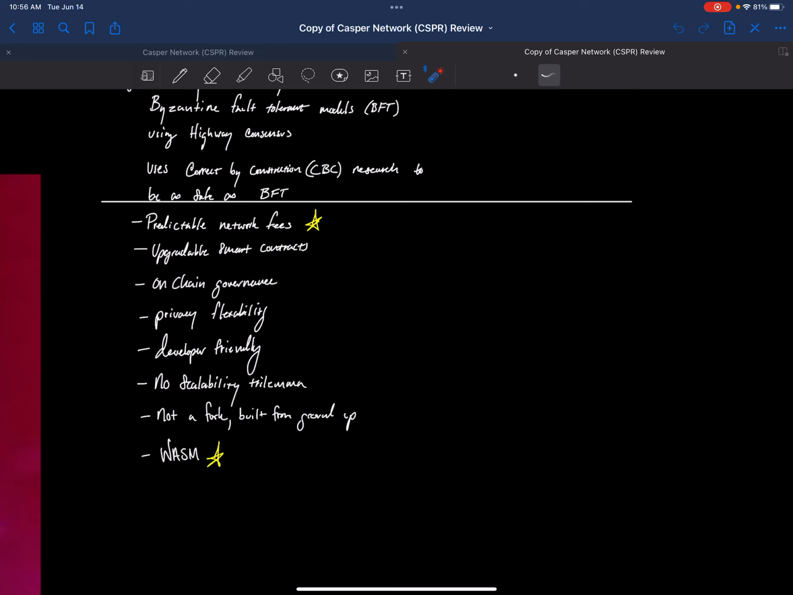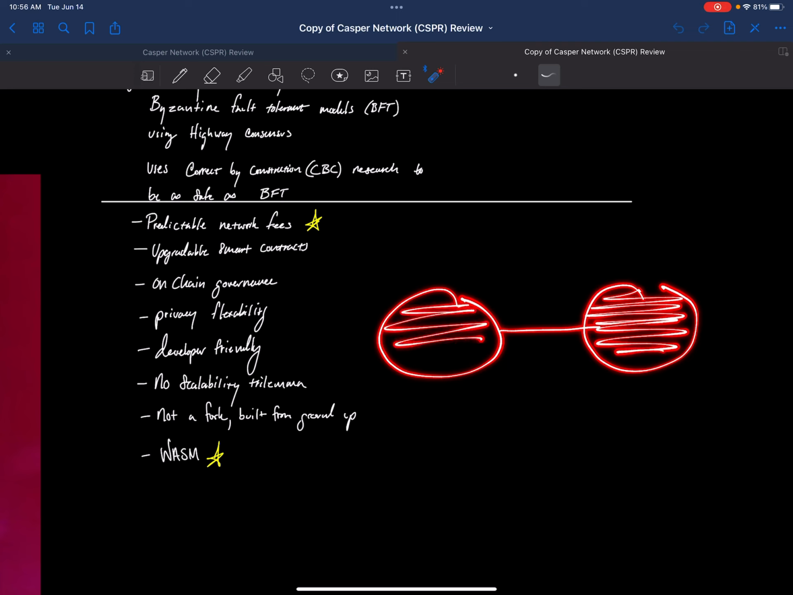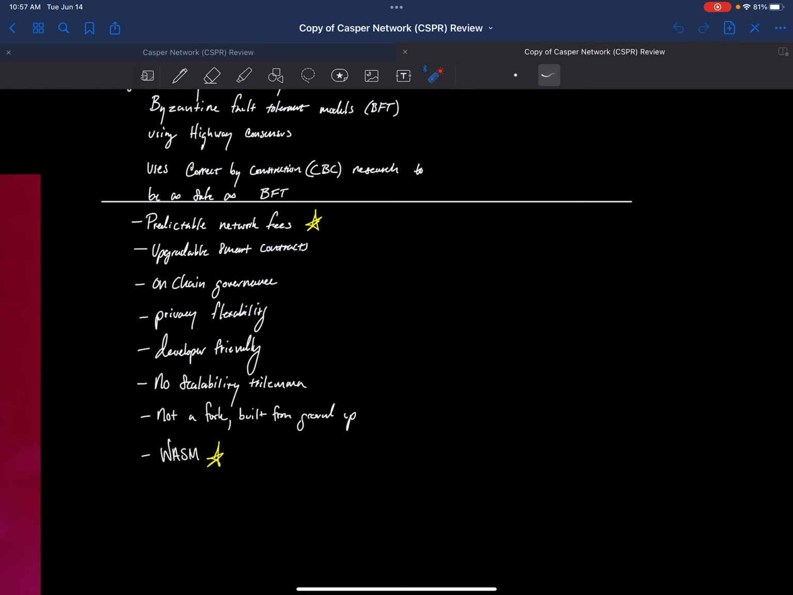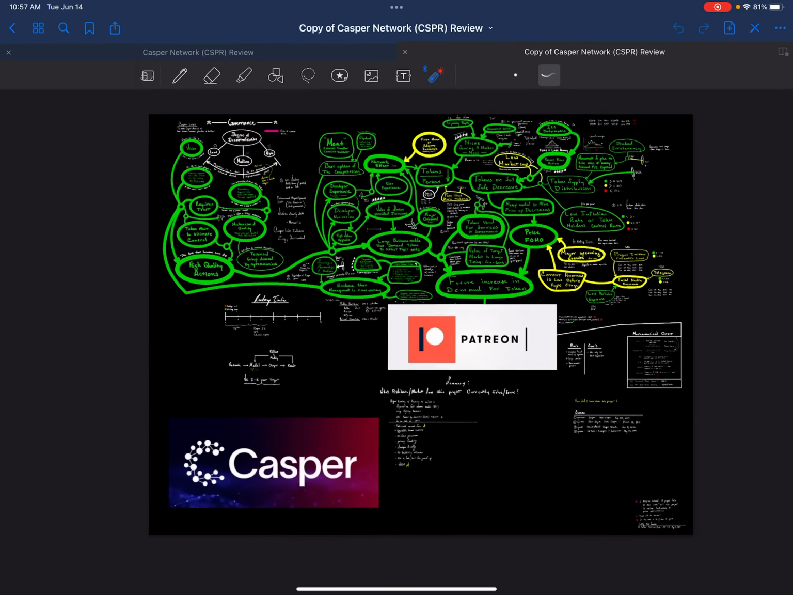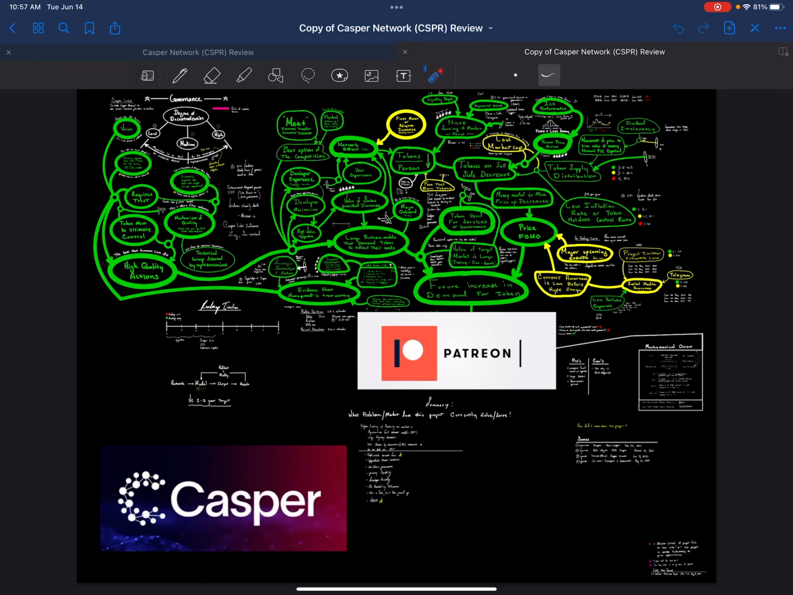developer friendly. It could have public and private components so that you can have businesses doing their logic here and the public doing their logic here, and then communication between the two based on what this group wants in the public or not. It's developer friendly, no scalability trilemma, and not a fork, built from the ground up, and it is using that important WebAssembly environment. So that's some of the key components of what this thing is.